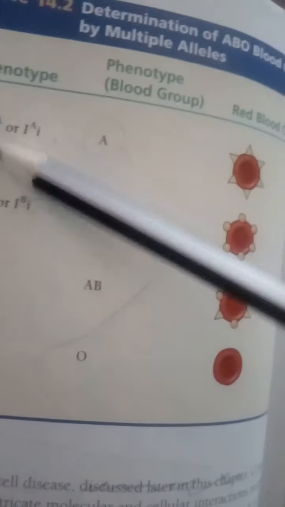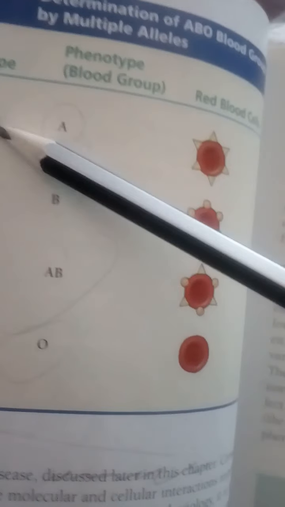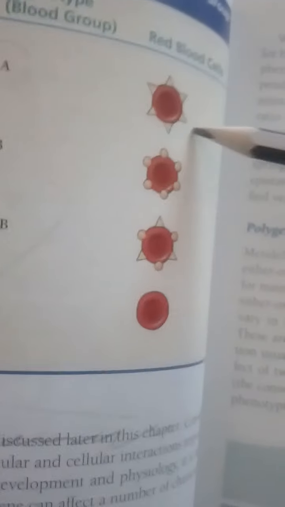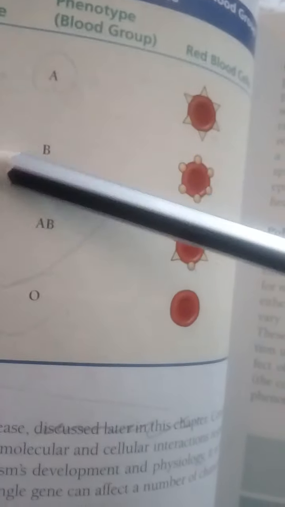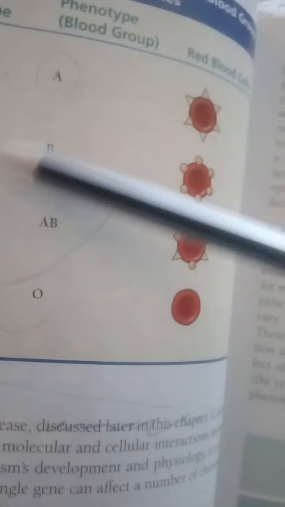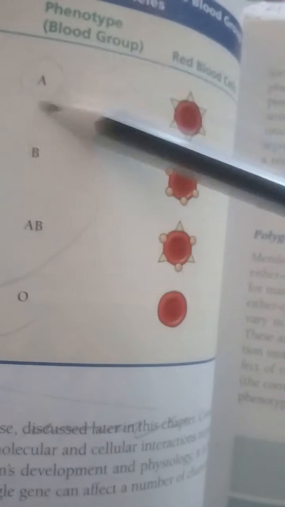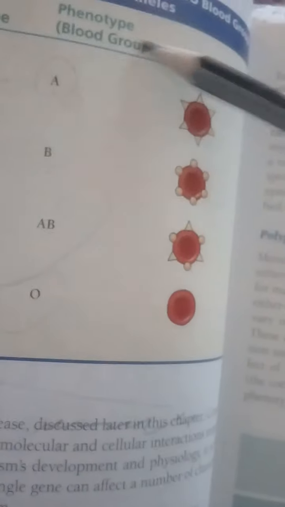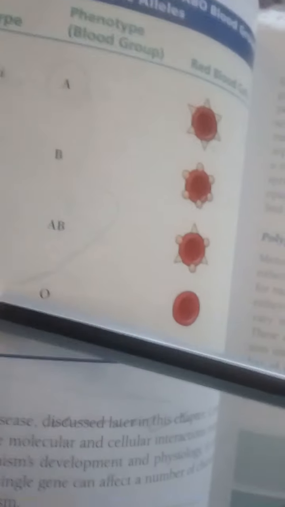Notice the genotype I to the power A, I to the power A, or I to the power A, i. Notice the phenotype, blood group A. Notice the genotype I to the power B, I to the power B, or I to the power B, i. The phenotype is blood group B. I to the power A, I to the power B: the phenotype is blood group AB. i i: the phenotype is blood group O.